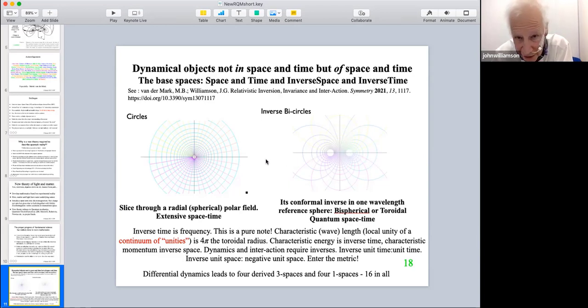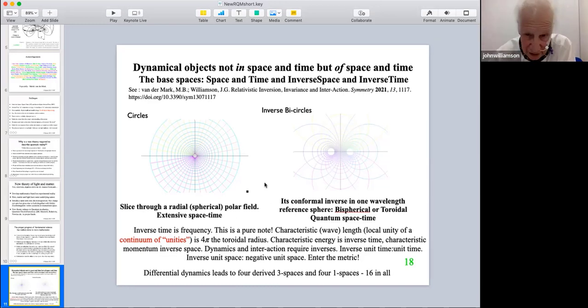Look at this, what have we got here? That's a chop through a sphere, isn't it? And that's a chop through a torus. The inverse of a spherical or a four-spherical object is a toroidal object. Projections of hyperspheres are either tori or spheres. Four-dimensional spheres are either three-dimensional spheres or three-dimensional tori when you project out a dimension. Now, inverse times is frequency. Inverse space is momentum.